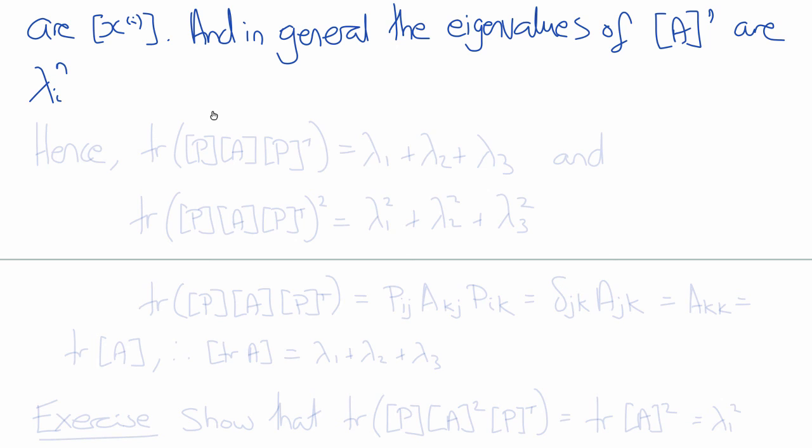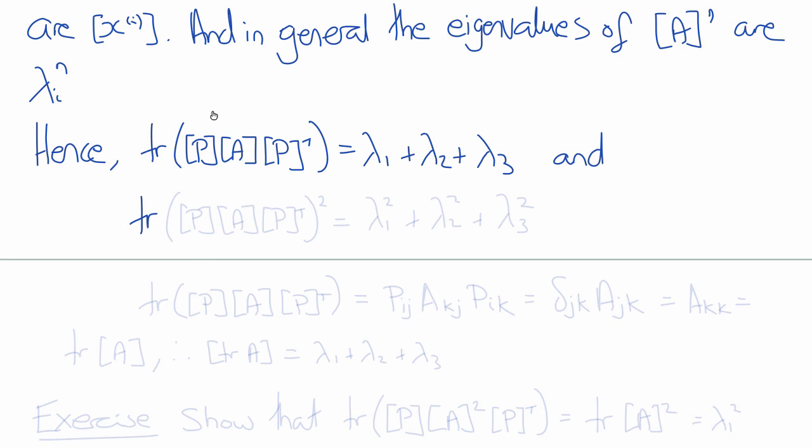This allows us to write that the trace of P times A times P transpose, which we've already seen is the matrix lambda 1, lambda 2, lambda 3 on the diagonals, must be lambda 1 plus lambda 2 plus lambda 3. And by extension, the trace of P times A times P transpose squared must be lambda 1 squared plus lambda 2 squared plus lambda 3 squared.